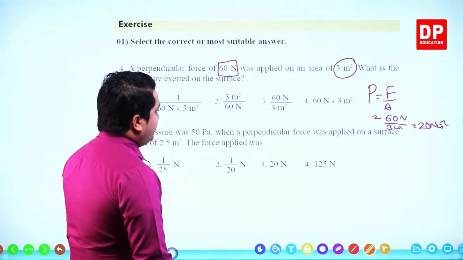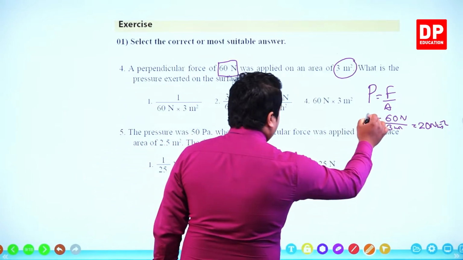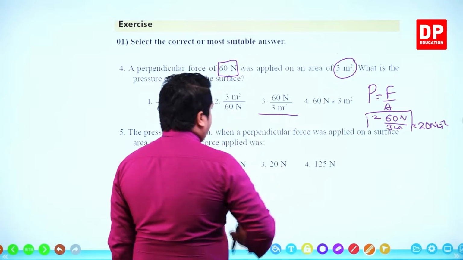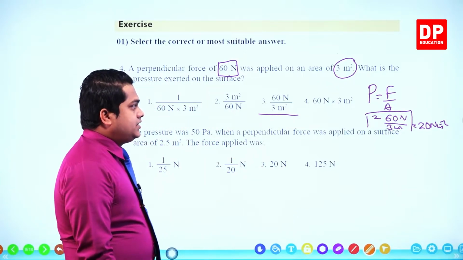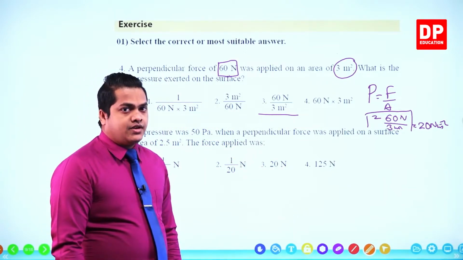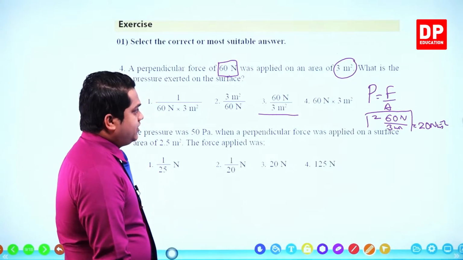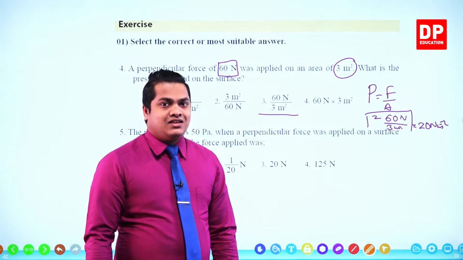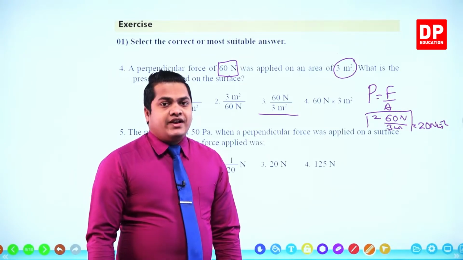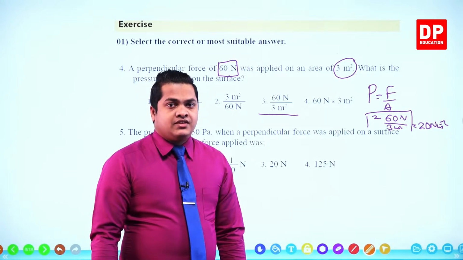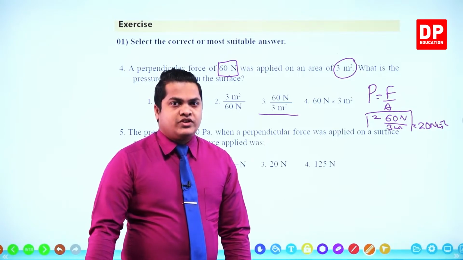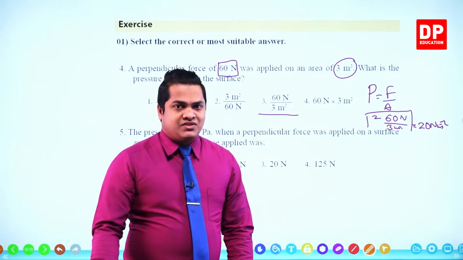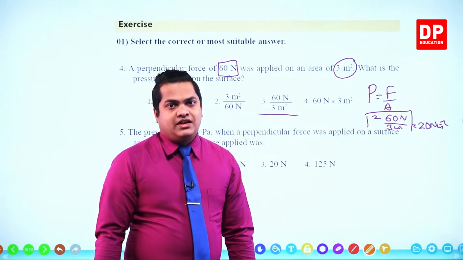So 20 is not given, however the expression 60 over 3 is given. So 60 over 3 can be observed in the third example, right? You just need to apply the force upon area formula. The simplified answer is also not given, just the expression is given, so it's quite simple. You just apply the formula and substitute the values. That way you can get the answer very easily.